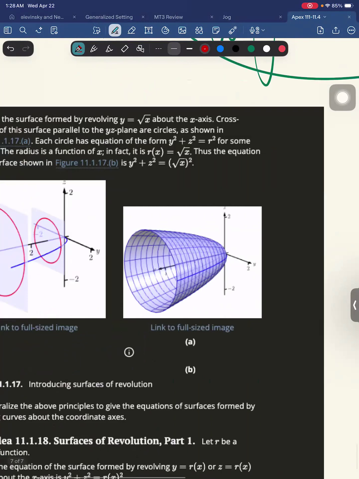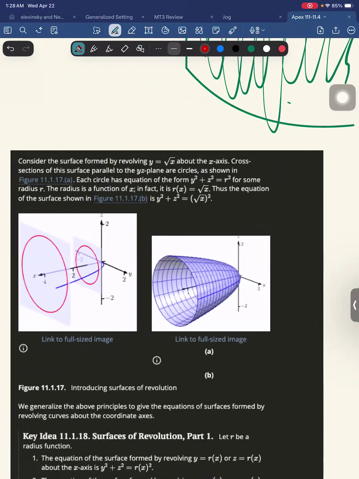So what is a surface of revolution? Well, you have a function on the xy plane. Revolve it around the x-axis, so you are getting a 3D picture. You have seen this problem many months before. What is the equation of that surface?